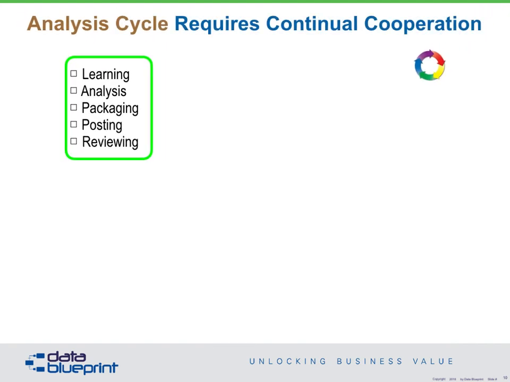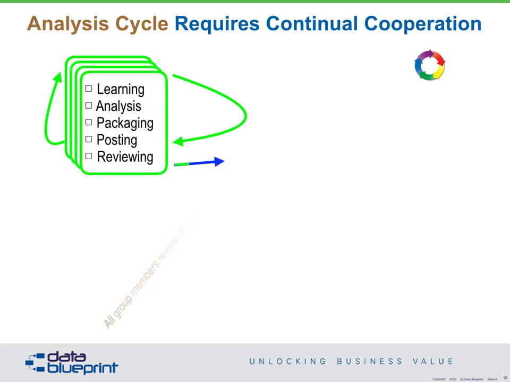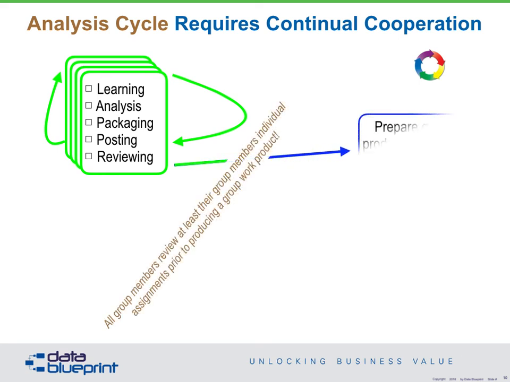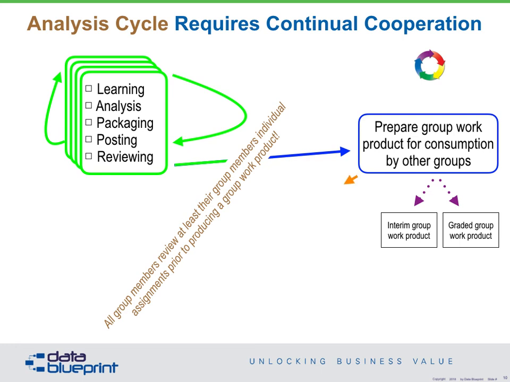Let's take a couple of those words again and dive in a little bit further. Learning, analysis, packaging, posting, and reviewing is what's done by an individual. I mentioned before, iteration is important on that. You're going to have 4 of them that make up a team, or one group of 5. And then you're going to have to get together as a group and say, all right, what do the 4 pieces tell us? What have we learned? Hopefully it's the union of all of your individual analyses with careful coordination. You then prepare as a group a work product for consumption by the other groups. Some of them will be graded, some of them will not.